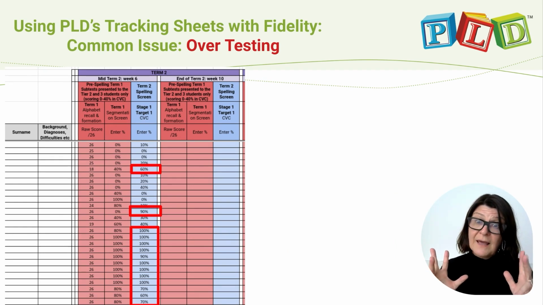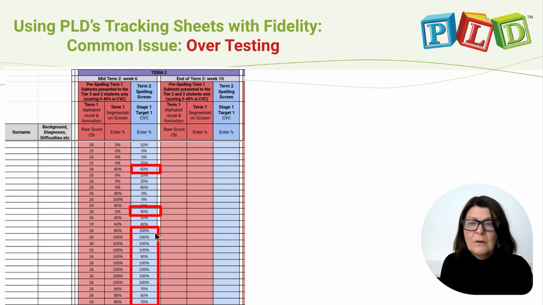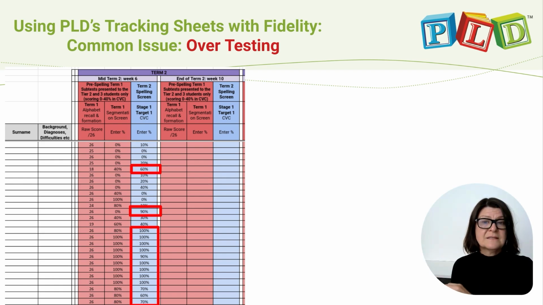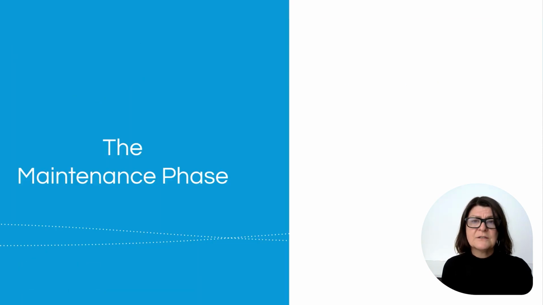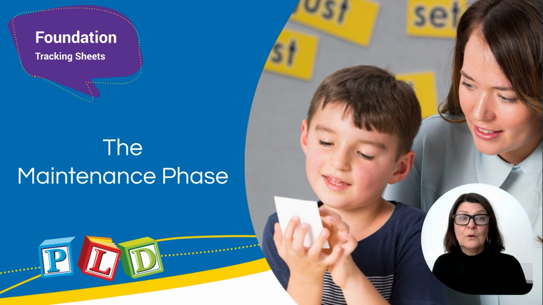Another common red flag, over-testing. We've got a range of students here who scored 100%, 90%, 70%, 60%. If they were really strong with their CVC spelling, why keep assessing their alphabet and their segmentation, their pre-CVC skills? If they're scoring 70, 80, 90, 100%, do you think you can assume they've got their pre-CVC skills? I would say so.